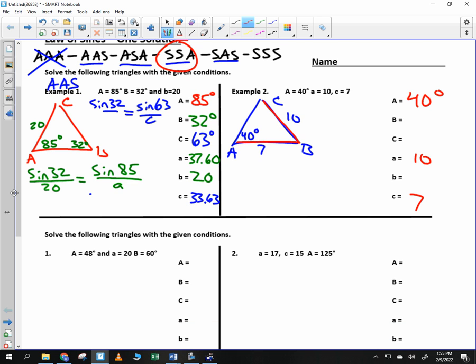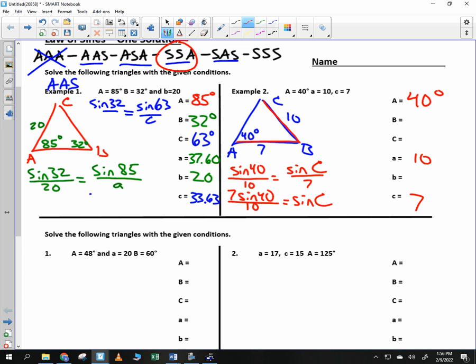Do I have an angle and its opposite side? Yeah. So help me set it up. Sine of what over what? Sine of 40 over 10 is equal to sine of C over 7. Notice I'm not solving for a side. What am I solving for? An angle. That's going to be different. I want to solve for the sine of C. I can multiply both sides by 7, and I would get 7 sine of 40 over 10 is equal to the sine of C.